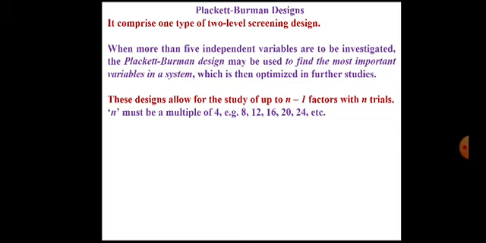So if the number of factors is 5, then what design should you choose? We can choose a design of 8, because according to the earlier formula, n minus 1 with n trials, if the factors are 5, the value of n will be 6 trials. But 6 trials are not mentioned in Plackett and Burman design. So we should go for the next one, that is a set of 8 trials, a set of 12 trials, and so on.